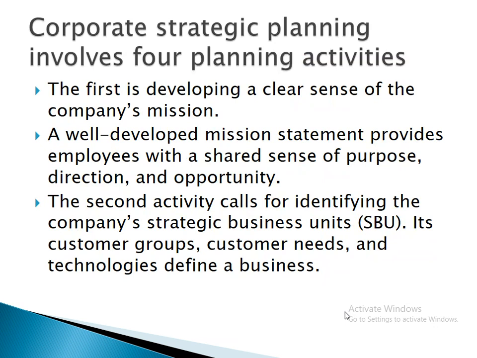So corporate strategic planning involves four planning activities. The first is developing a clear sense of the company's mission. A well-developed mission statement provides employees with a shared sense of purpose, direction, and opportunity. So it is very clear for all the stakeholders in which direction we are going. Then the second activity calls for identifying the company's strategic business units. These are called SBUs.